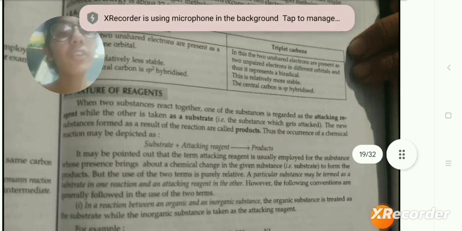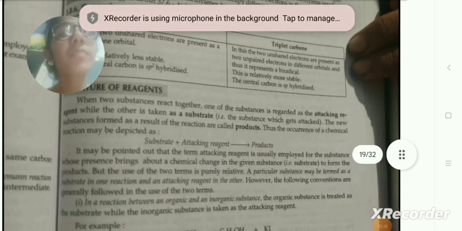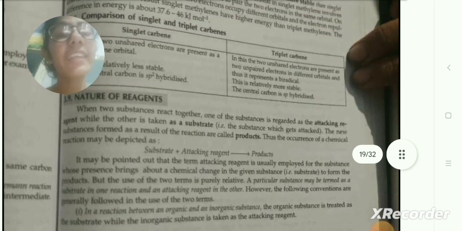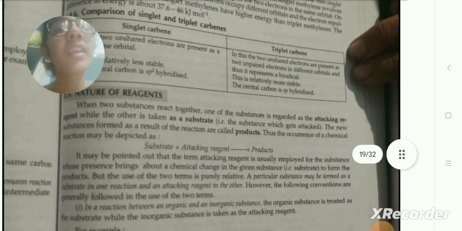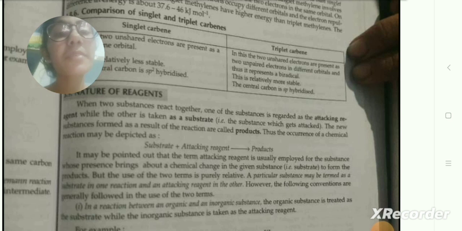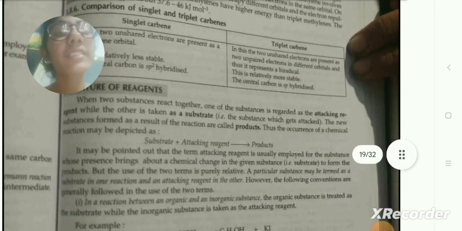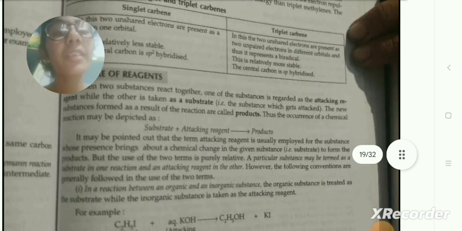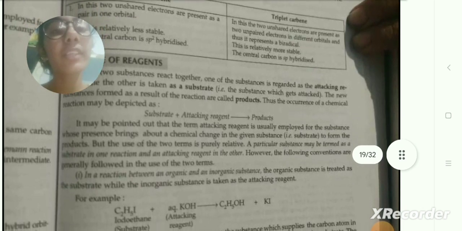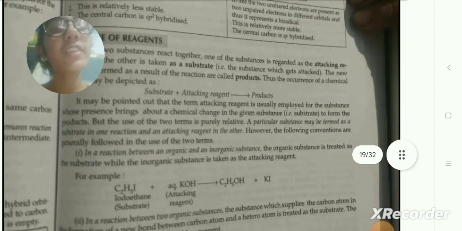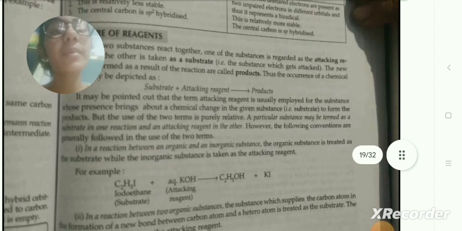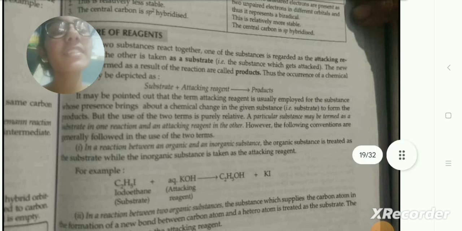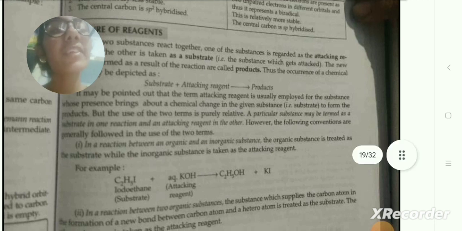Nature of reagent. When two substances react together, one of the substances is regarded as the attacking reagent while the other is taken as the substrate. Substances formed as a result of the reaction are called products. Thus, a chemical reaction may be represented as substrate plus attacking reagent gives product. The use of the two terms is purely relative. A particular substance may be termed a product in one reaction and an attacking reagent in another.